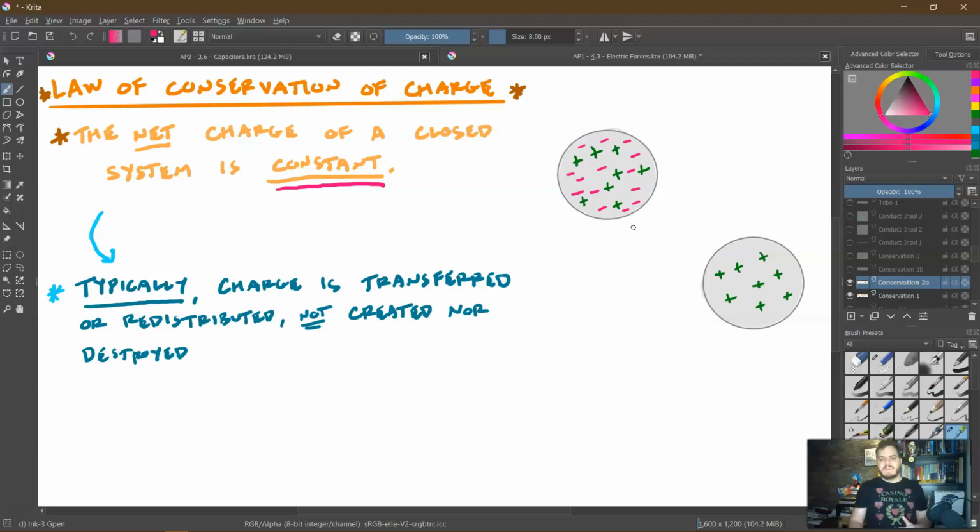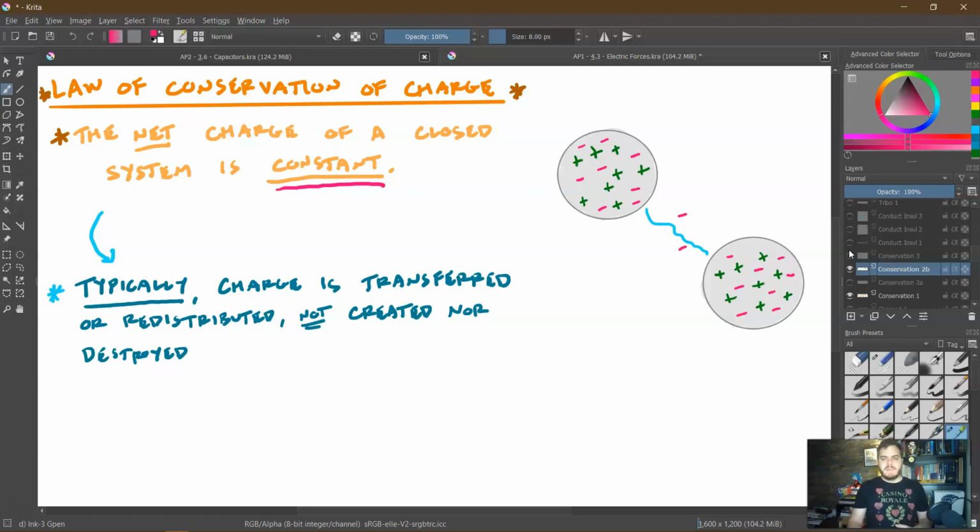So if I have these two spheres here, and this one has a lot of protons, now this is unrealistic, it should have some electrons, but this one has a really, really heavy amount of electrons, well what's going to happen is we're going to actually have something occur where the charges literally travel from one to the other and they're going to start balancing out.